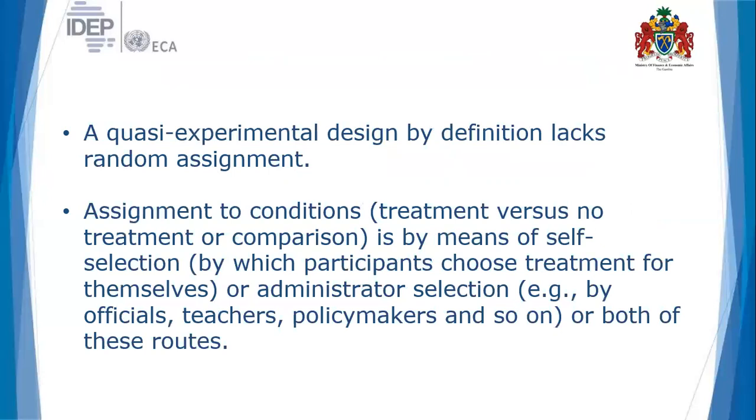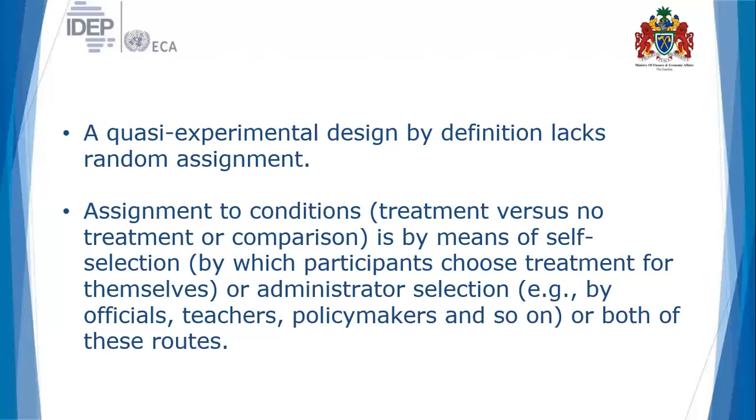A quasi-experimental design, by definition, lacks random assignment, while experimental designs involve random placement or assignment of elements to the treatment group and the control group. Such random assignment is not there in quasi-experimental designs.